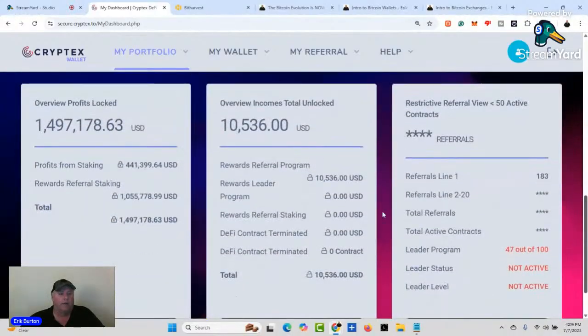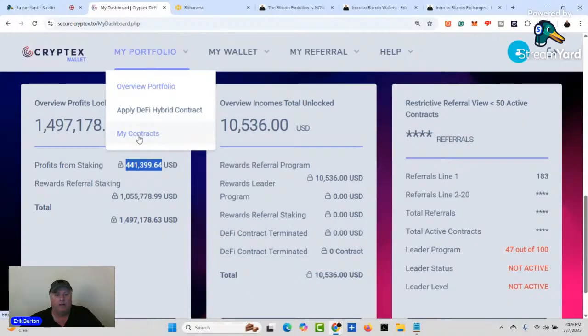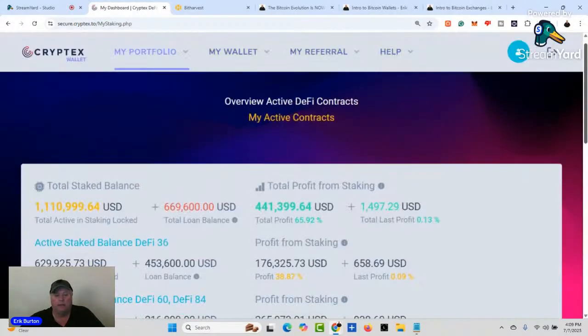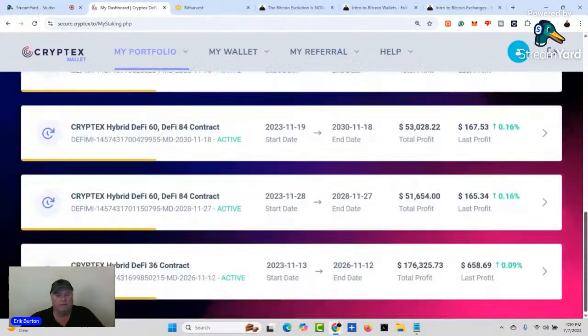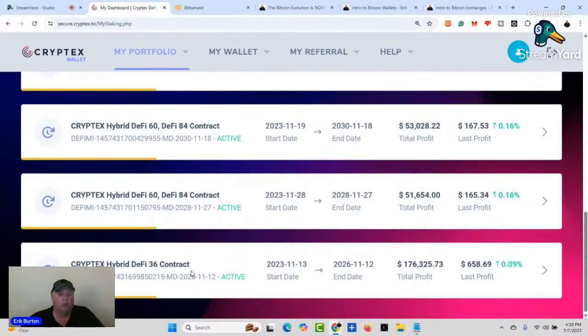Whereas if you're locking in referral commissions and/or staking profits from my initial contract purchases, then I'm earning quite a bit more during the day on those. Okay. And we can go to my contracts here, and you can see my daily profits. Now, this is the last profit from today on just one contract. Okay. And I believe this is the 5-year contracts. So 168, 168, 167, 167, 165, and 658, which was my bulk package purchase.